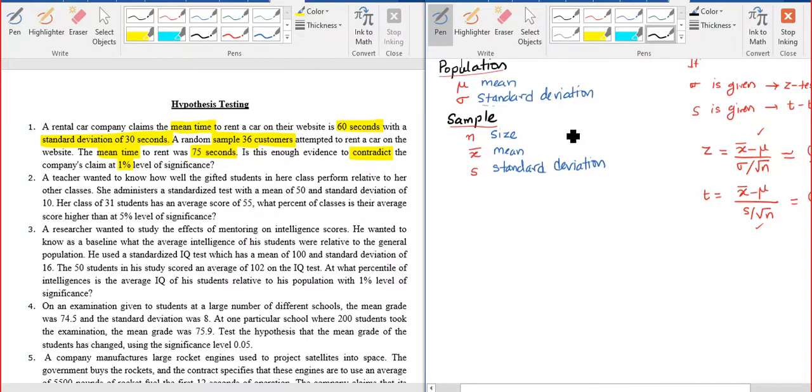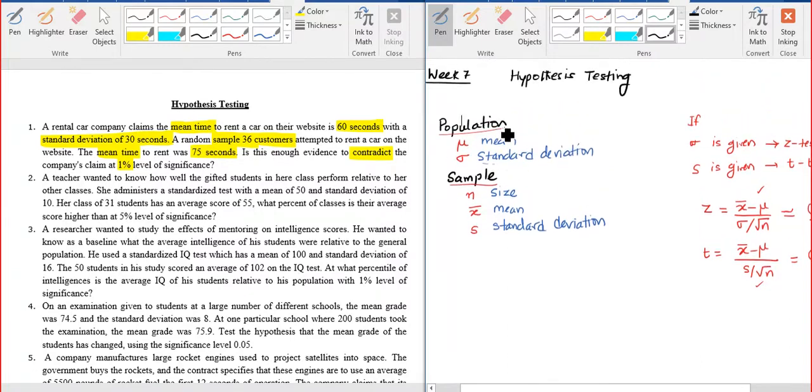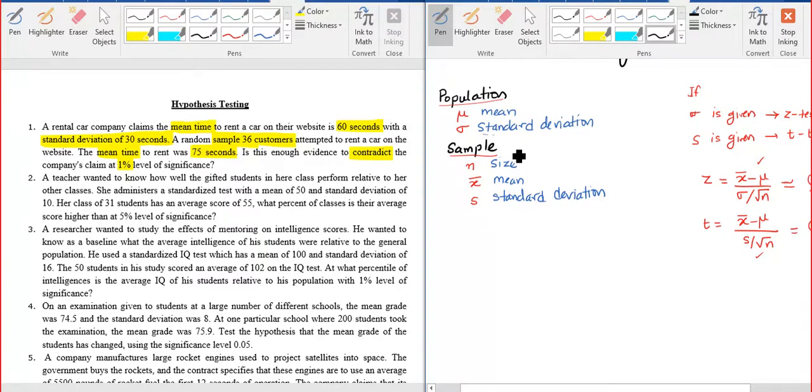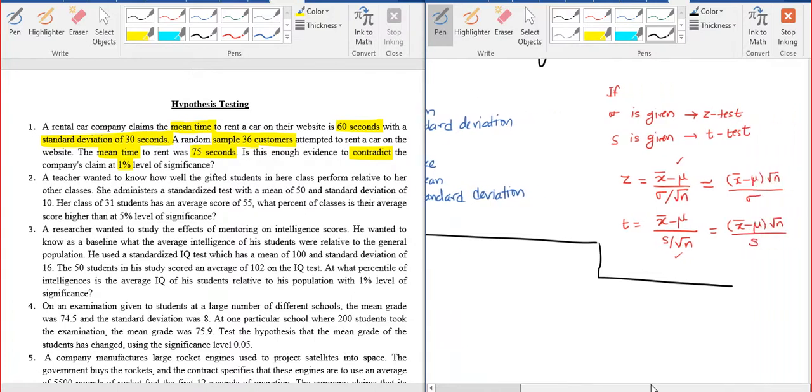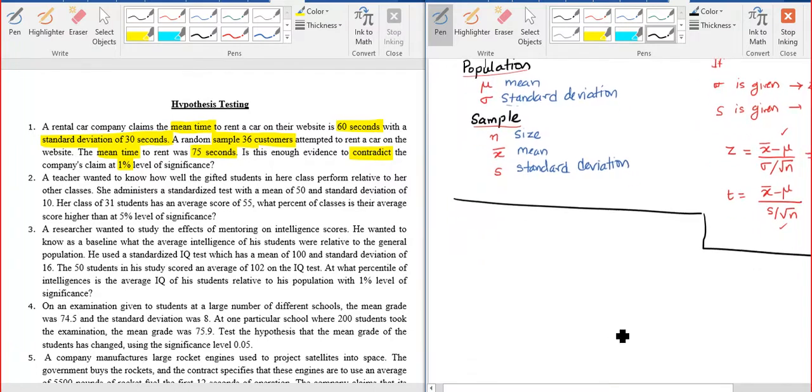As you know, we need to get this information. From the population we are looking for the mean and standard deviation, and we need to check what is available from the sample: sample size, sample mean, and sample standard deviation. Depending upon which standard deviation is given: if the standard deviation sigma from the population is given, we will use the z-test, whereas if the standard deviation for the sample is given, we will use the t-test, by using this testing formula. So let's do it one by one.